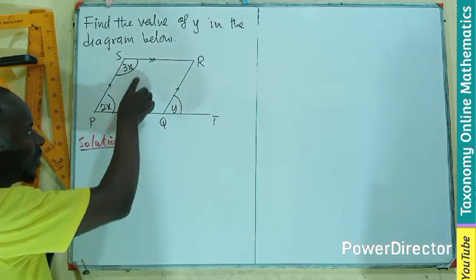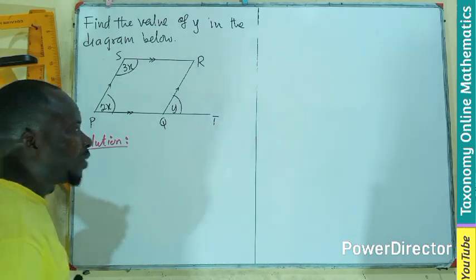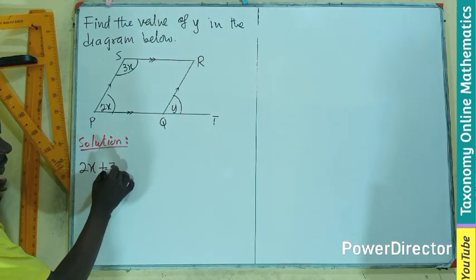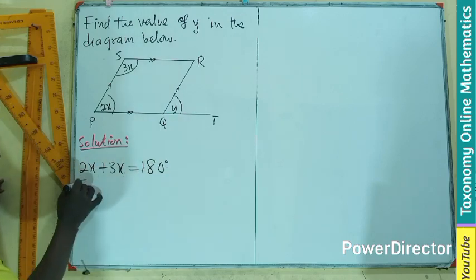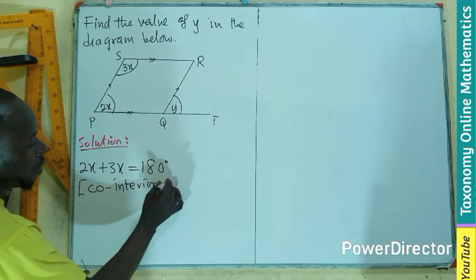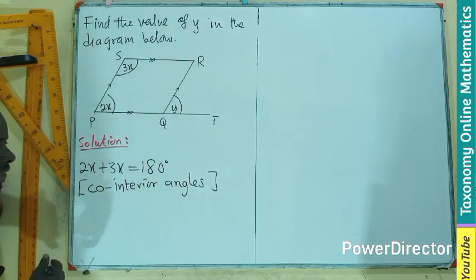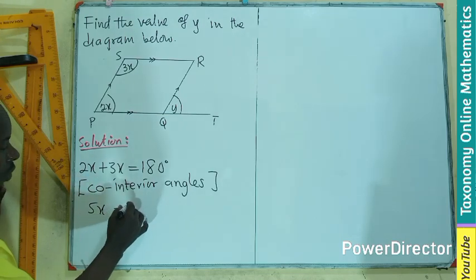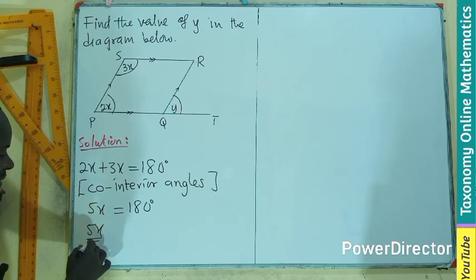All right, I can also ignore the properties of the quadrilateral and focus on the fact that if this is a parallel line, then I can consider this as a transversal. Then that means that it becomes a co-interior angle. So 2x plus 3x should equal 180 degrees. The property is co-interior angles, which add up to what? 180. So here, we will be having 5x equals 180.